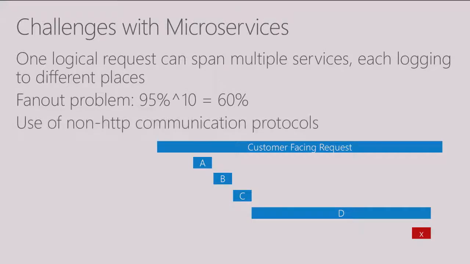And the other challenge is the use of non-HTTP-based communication protocols like queues or named pipes or other messaging systems, because in non-HTTP communication protocols, we don't have those standard semantics of request response that most of our tools typically rely on to give you good insight into your production application.